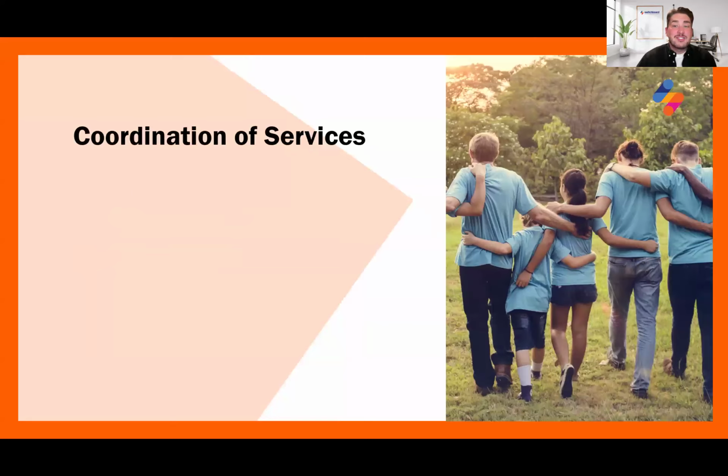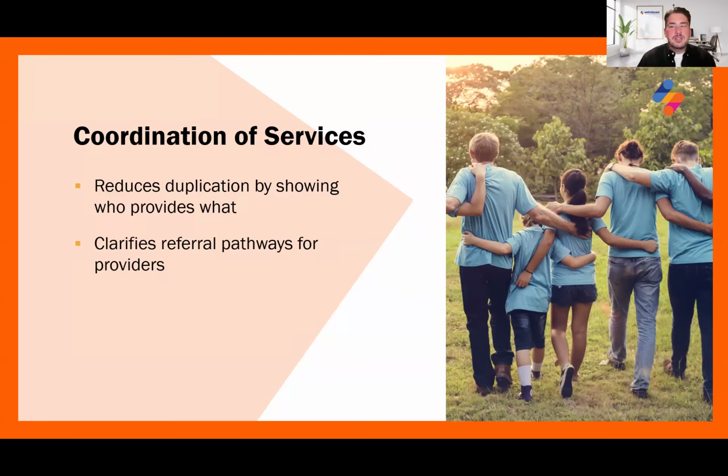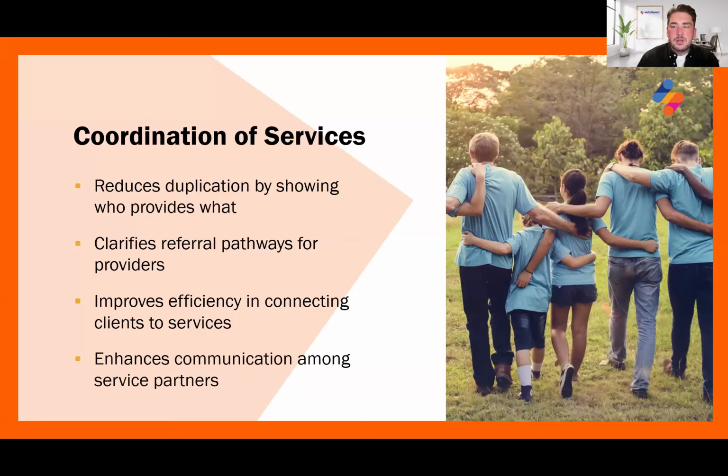Number three, coordination of services. By laying everything out, right, the map reduces duplication by showing who provides what. No more three agencies unknowingly running the same class on the same block. It clarifies referral pathways for providers, so staff know exactly where to send a family. That clarity improves efficiency in connecting clients to services. Less time lost, fewer dead ends. And across the board, it enhances communication among service partners, which means fewer surprises and much better handoffs.